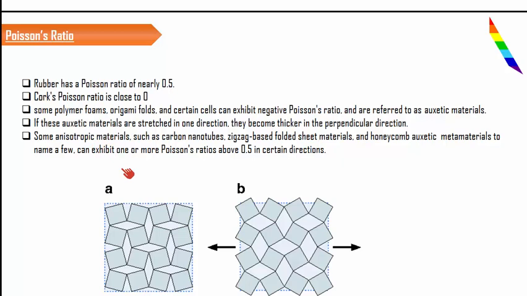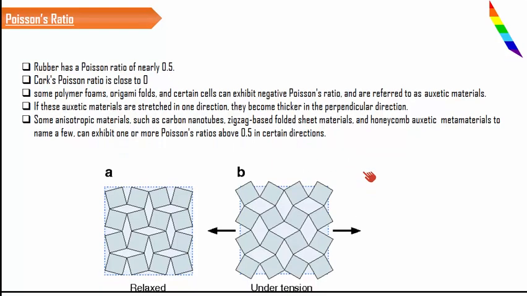A lot of data are available on the internet. You can go and see. There are some interesting videos also. And if you go for carbon nanotubes, zigzag folded sheet metals, or honeycomb auxetic metamaterials, there are very few which exhibit a Poisson's ratio above 0.5 in certain directions. So these are some of the commonly used Poisson's ratios. Anyway, for our subject, the ratio will be within 0.25 to 0.33. That is the way in which we are going to use the Poisson ratio.